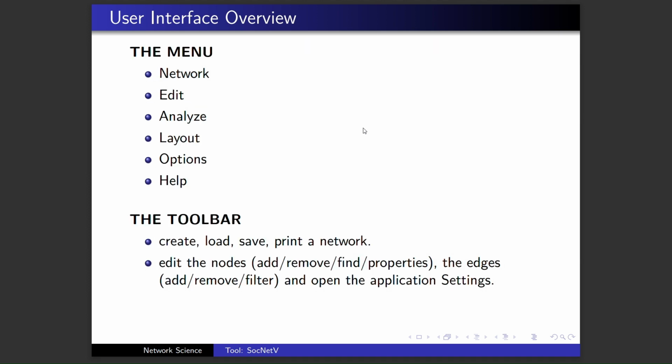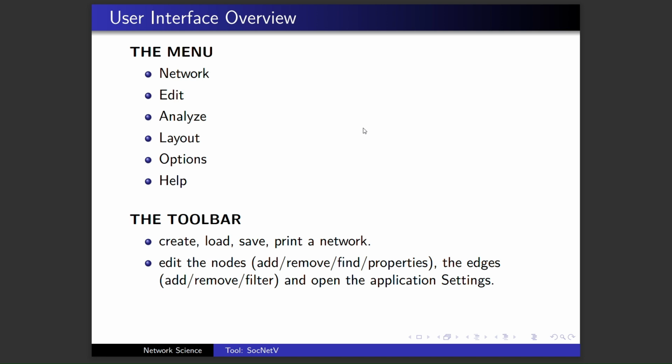The menu. It consists of Network. Network has basic options like opening a network, exporting it, printing it, and so on. Edit is used to edit the network, like create changes over it, modify it, and so on. Analyze. We can gain more information and insight about the network through the analyze options. Layout is used to change the layouts of the network, how we can see it, how it will be visually represented. Options and help.